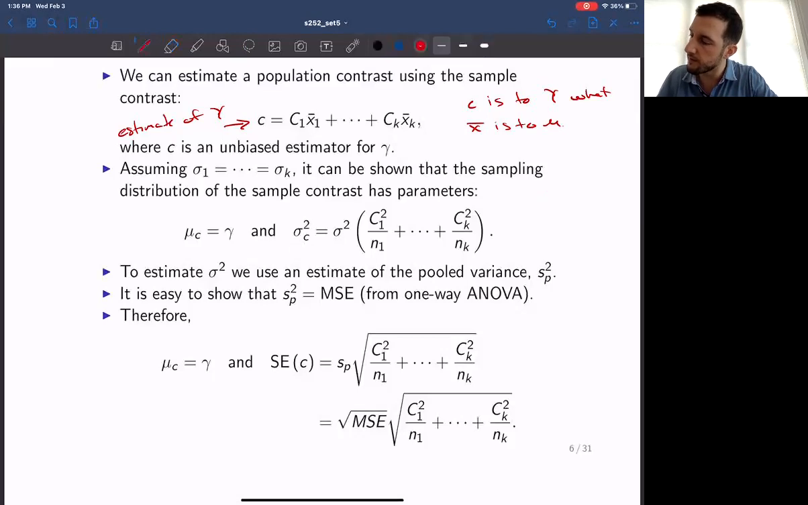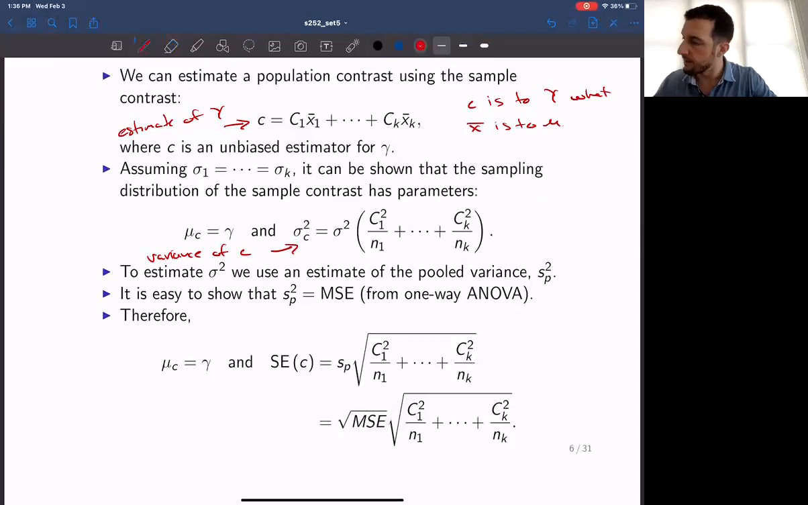Okay, so this is the variance of little c. And you can see that the value is sigma squared, the population variance, multiplied by the contrast coefficient squared over the sample size for all the different coefficients in the population.